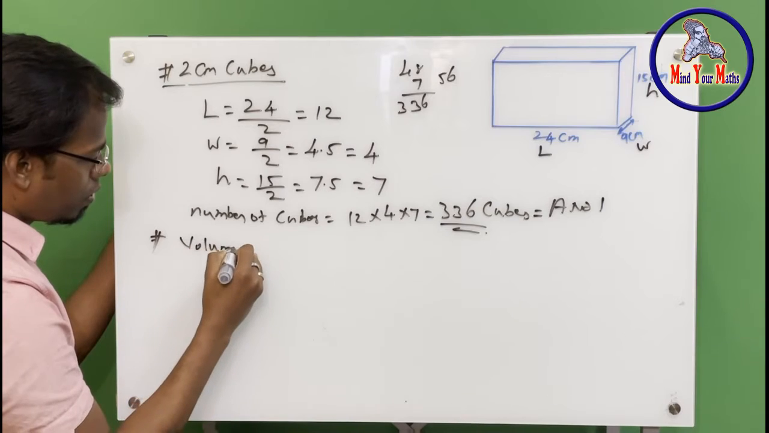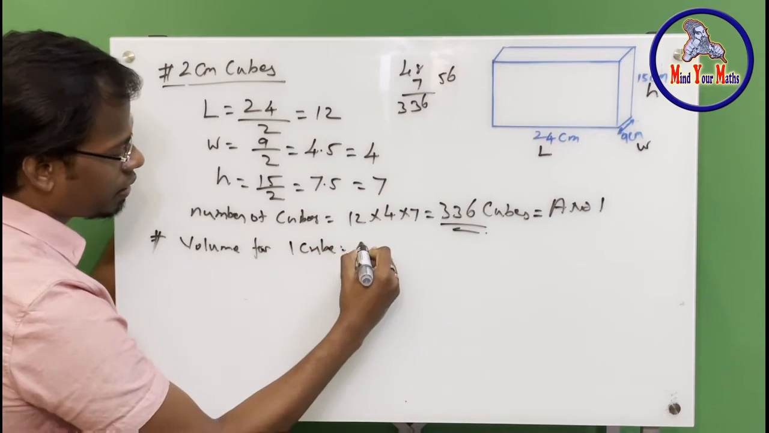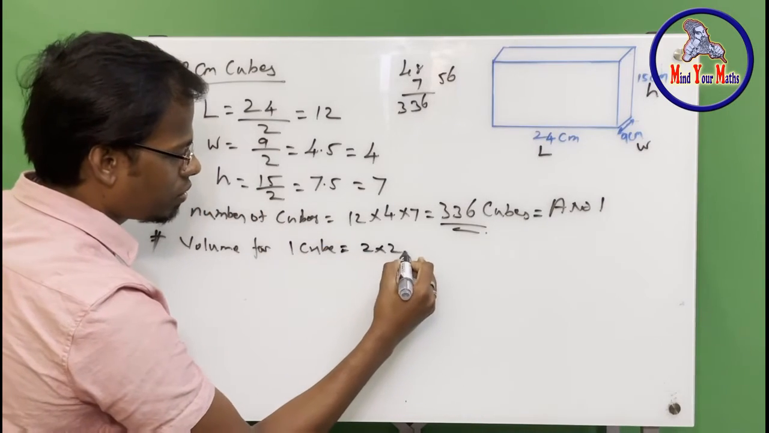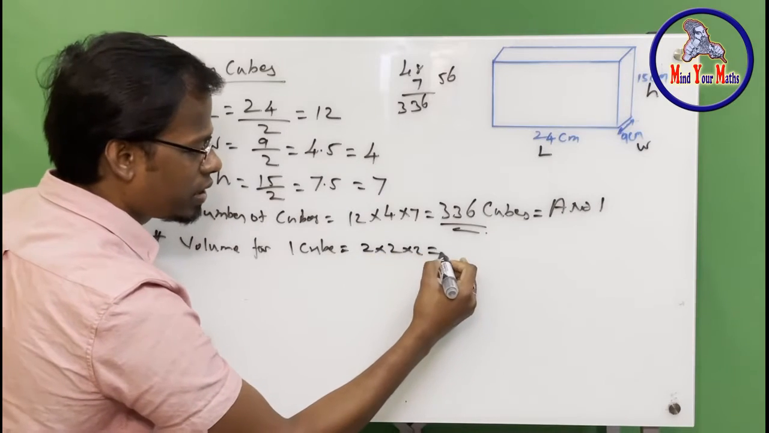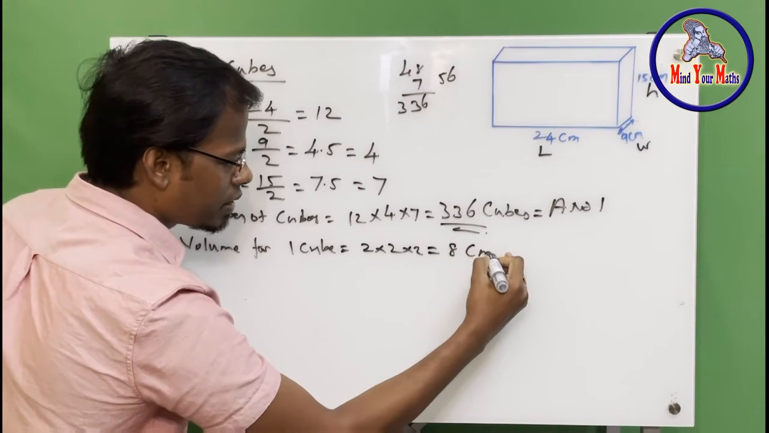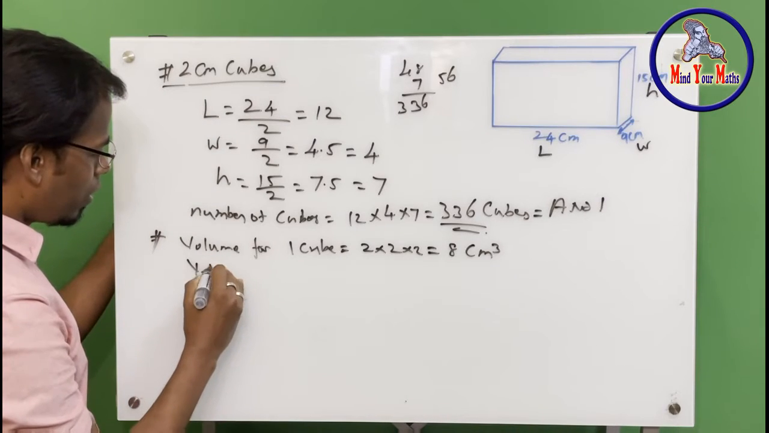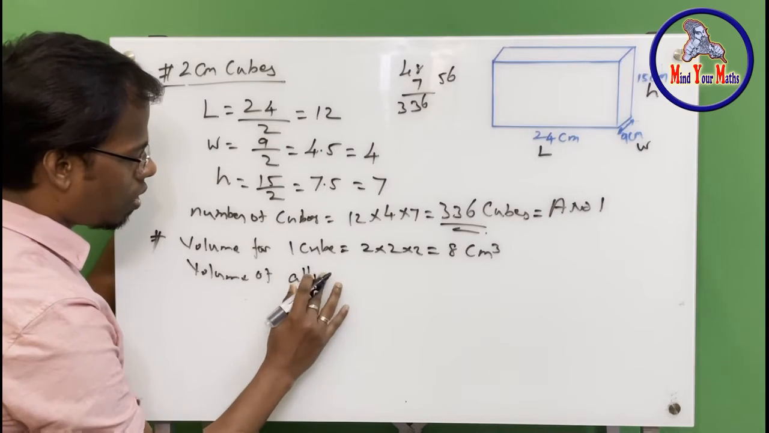Volume for 1 cube is equal to how much? It's all 2 centimeters, so 2 times 2 times 2. Length times width times height, which is equal to 8 cubic centimeters, right?